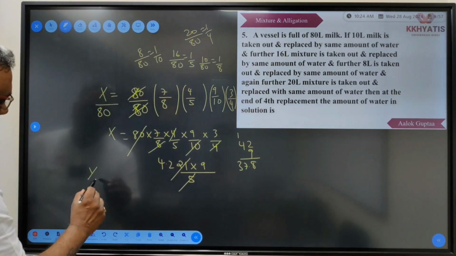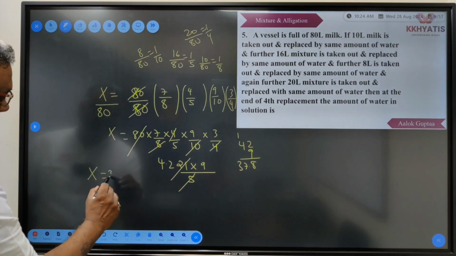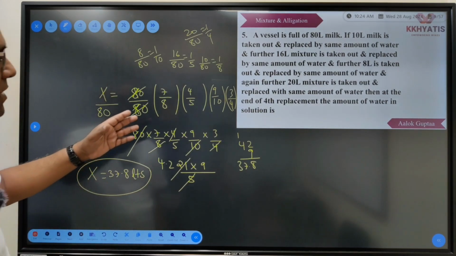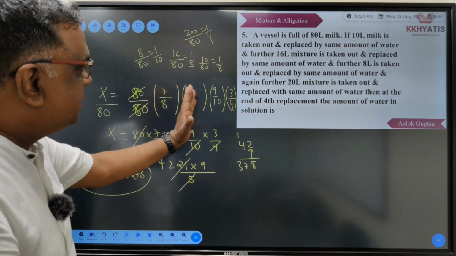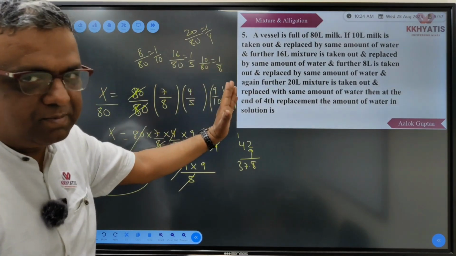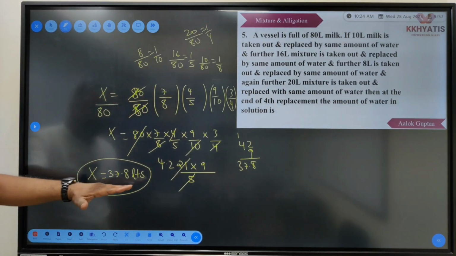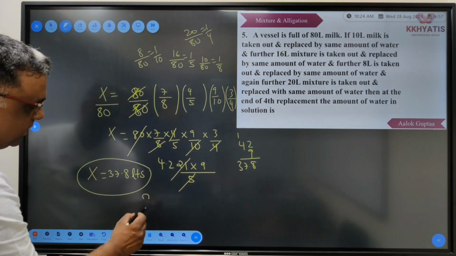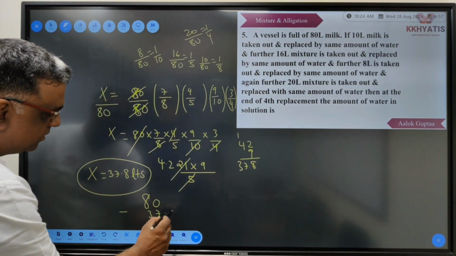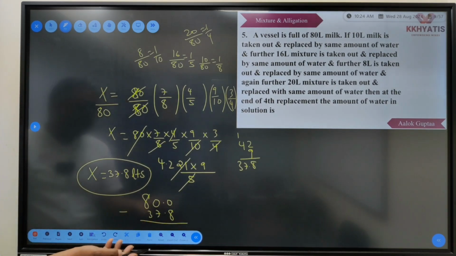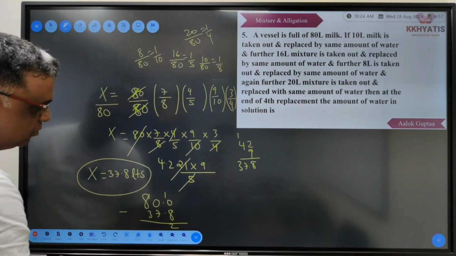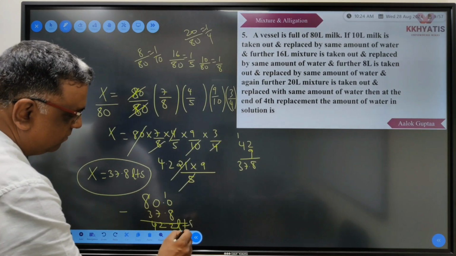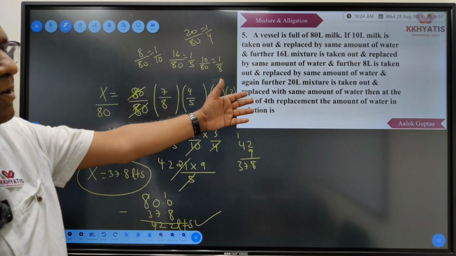So final quantity of milk that is left is 37.8 liters. So we could find that all we did was, rather than applying a power, whatever is left at the end of each process, we are just multiplying by that. And that would be the quantity of milk that is left at the end of fourth operation. And amount of water is being asked, so amount of water would be 80 minus 37.8, because total quantity still remains 80. So this will be 2, this will be 2, this will be 4. So 42.2 liters of water is left at the end of the fourth operation.